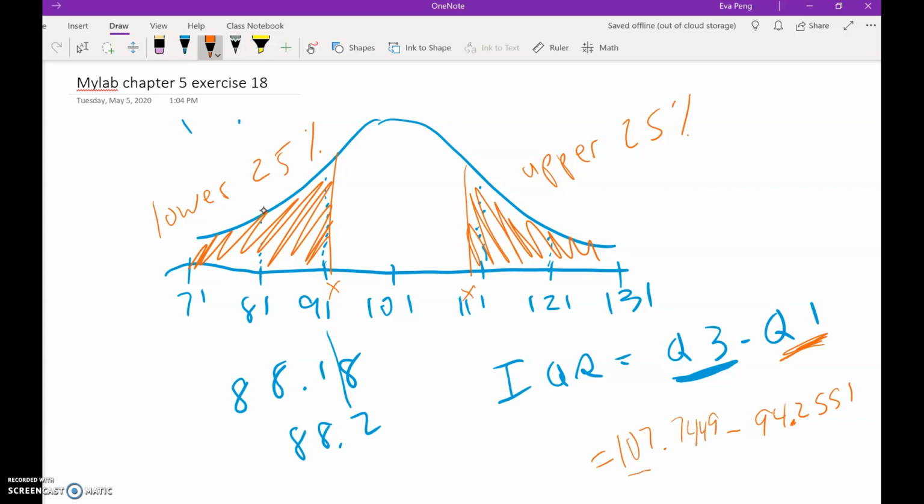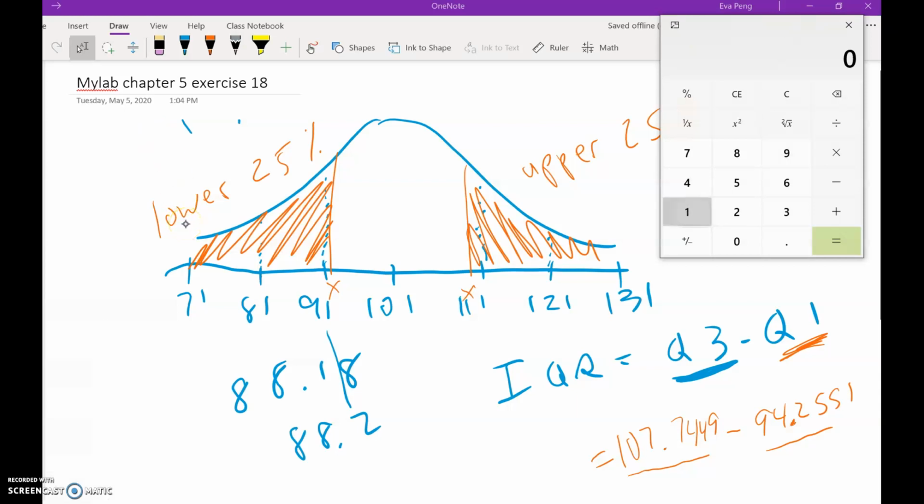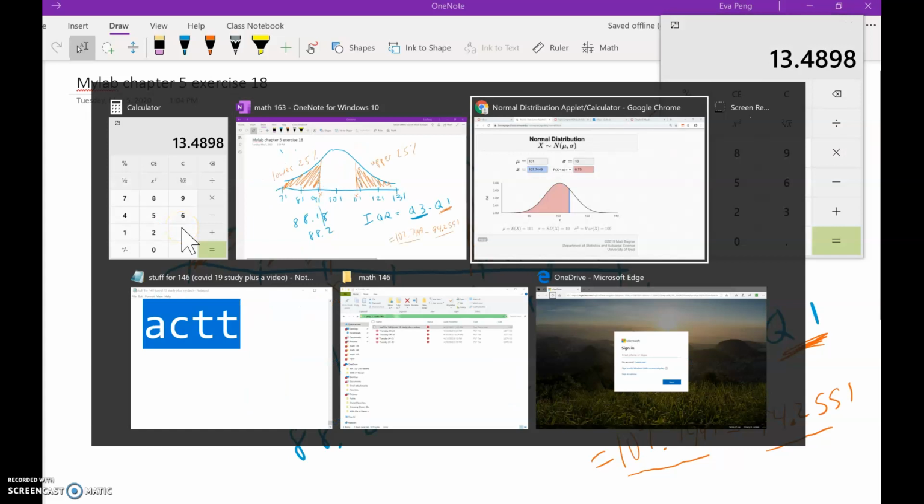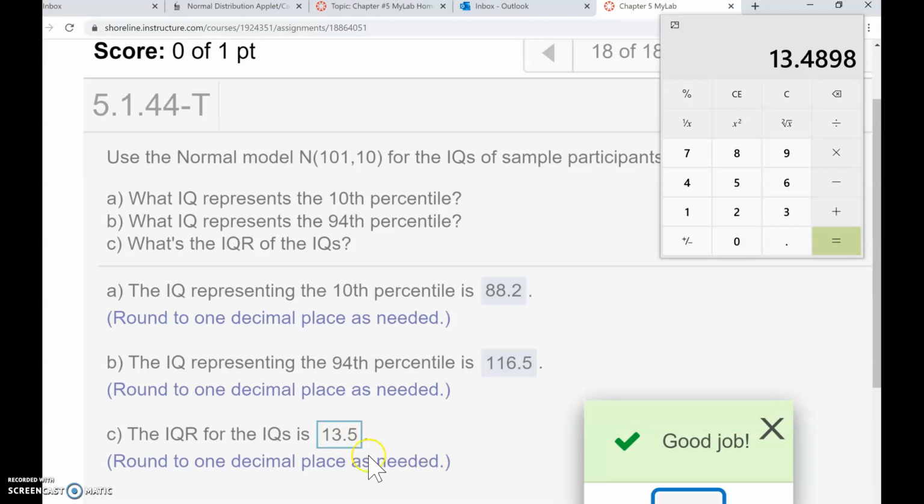So there's the third quartile minus first quartile. Let's get out a calculator and subtract. Third quartile, 107.7449 minus first quartile, 94.2551 equals 13.4898. Now I'll round off to 13.5 because the number after the 4 is 5 or higher. So 13.5, and we'll type it in. Okay, 13.5. Good job. All right, and that's it.